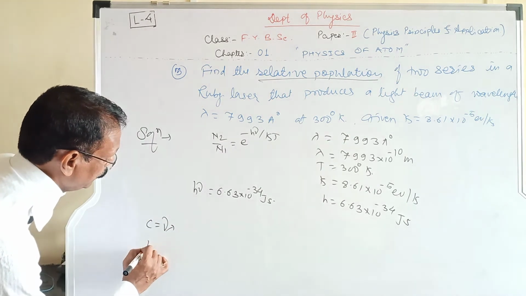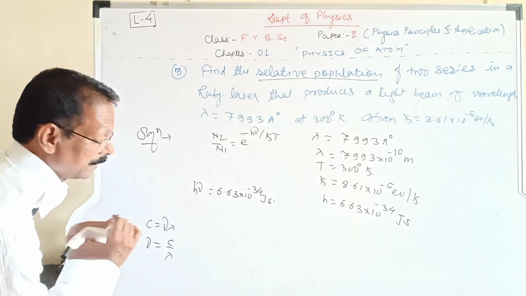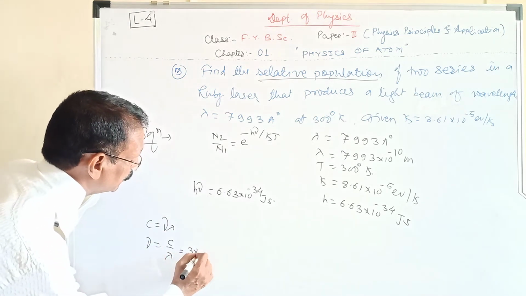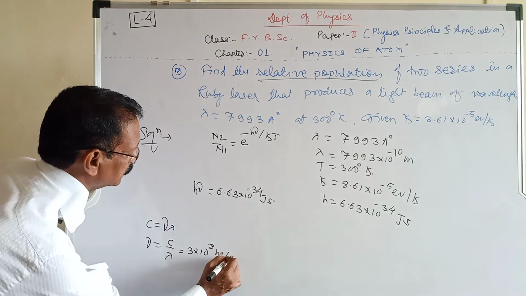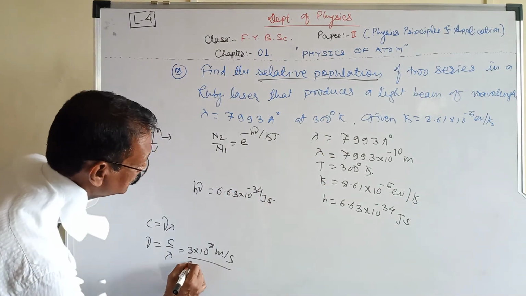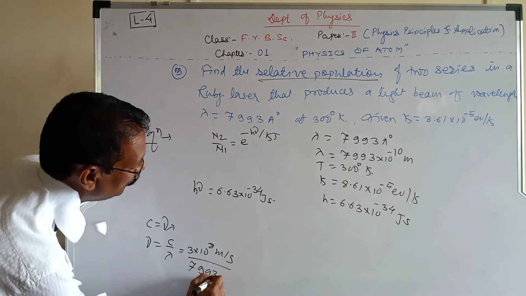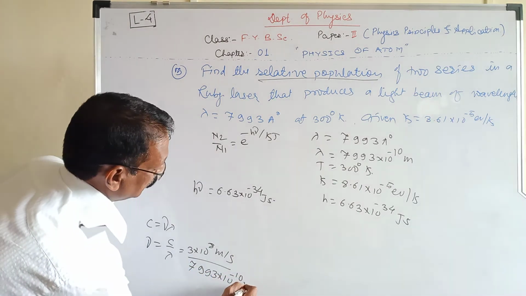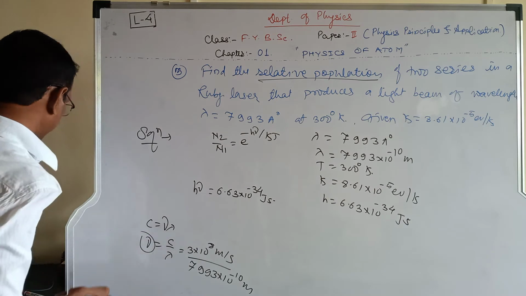But we know that here, what is nu? Nu is equal to c upon lambda. C is the velocity of light, 3 into 10 raised to 8 meter per second. What is lambda? Lambda is given here, so lambda is equal to 7993 into 10 raised to minus 10 meter here. So in this case, we can find out nu.